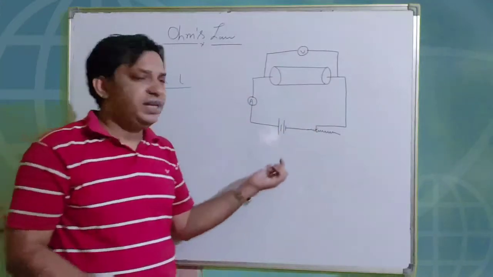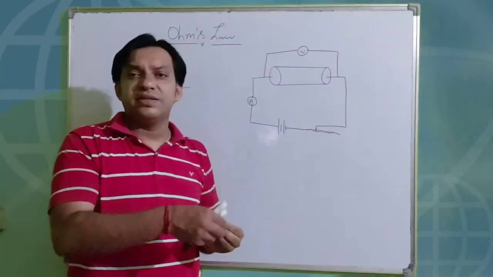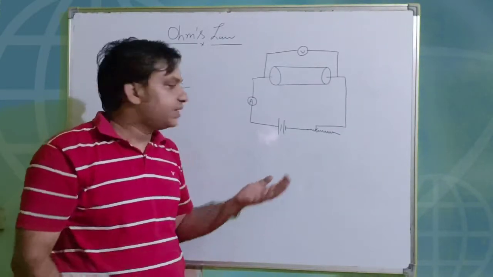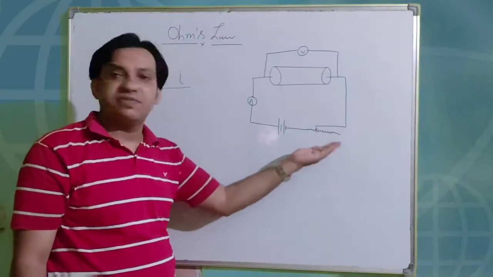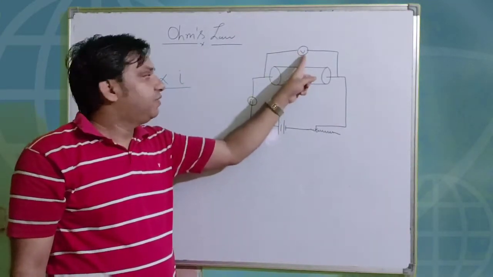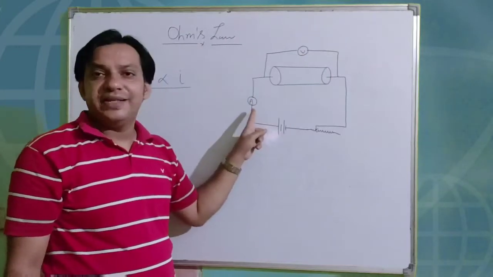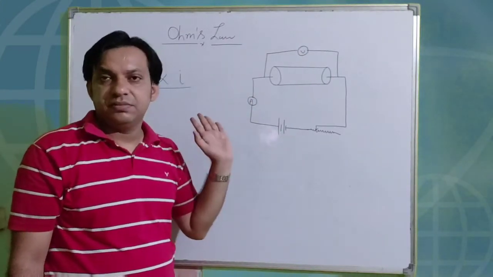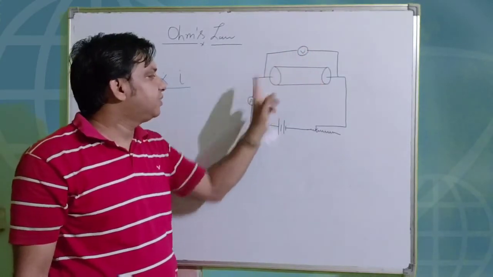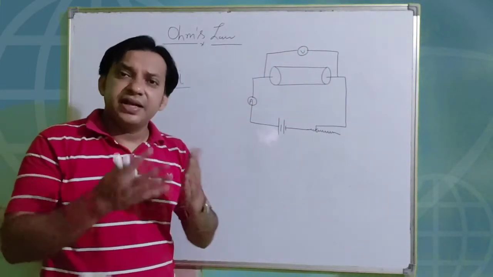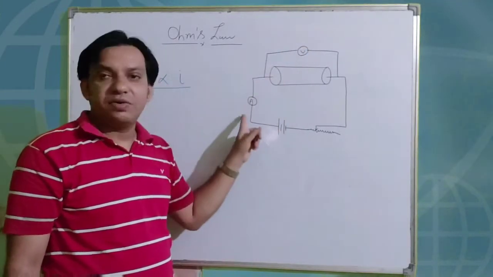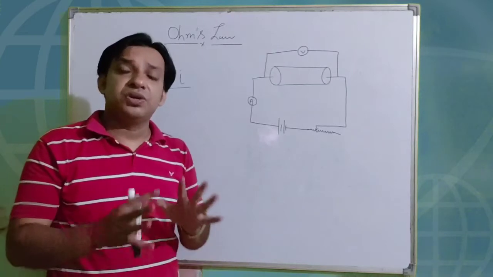For example, initially you take 2 volt, then you increase to 2.5 volt, then 3 volt, 3.5, 4 volt, like that. If you increase the potential difference with the help of this arrangement, it is found that when V is increasing, I is also increasing. And how do you know? By taking the readings of these two devices. It is also found that whenever you decrease the value of V, the value of the current also decreases.